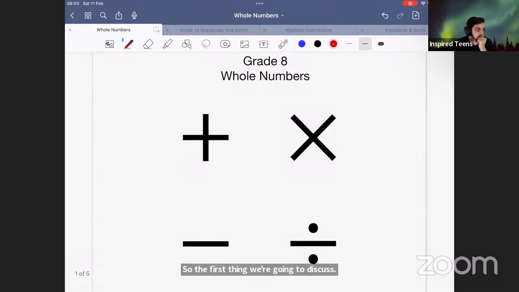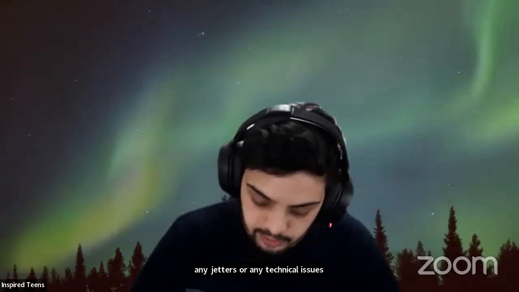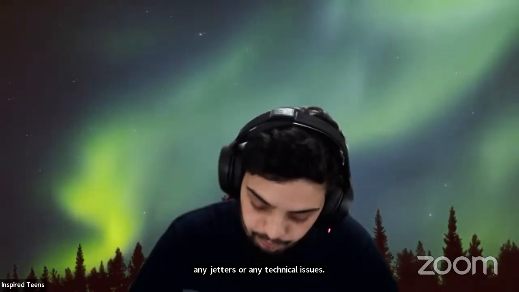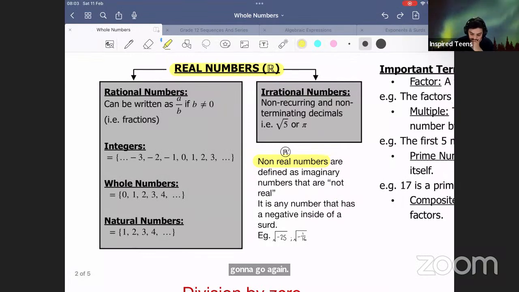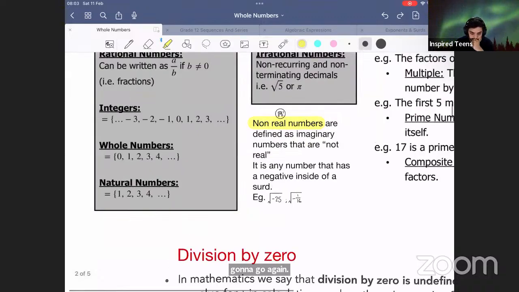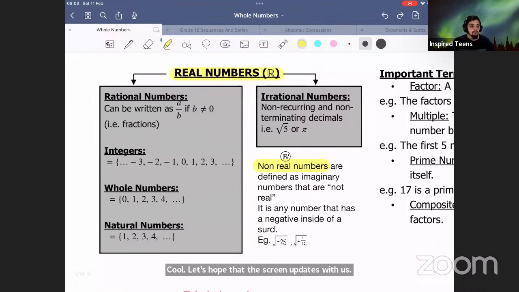is the screen updating. Just confirm with me if the screen is updating. I feel like it's not updating. Okay, yeah, sorry. Also, first lesson, so please forgive any jitters or any technical issues. I'm going to try and reshare my screen and we're going to go again. Cool. Let's hope that the screen updates with us now.